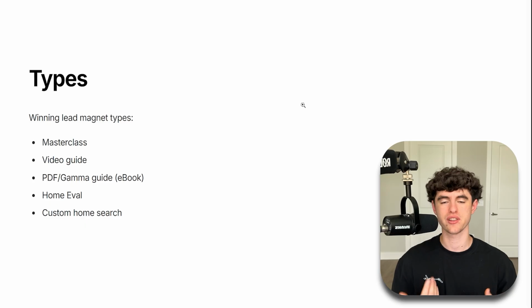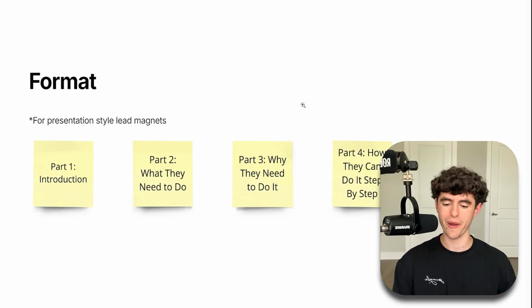Then the winning types of lead magnets that I find work best are masterclasses, video guides, PDFs or Gamma guides, also known as ebooks, presentations, home evaluations, and custom home searches. As far as the format goes, what I find for presentation style lead magnets or the PDFs or the Gamma guides, like I was talking about before, is having an introduction to start.